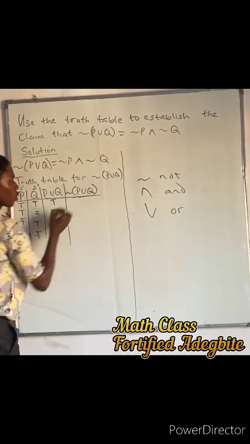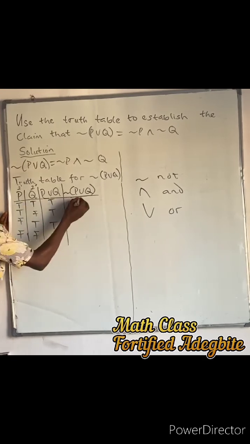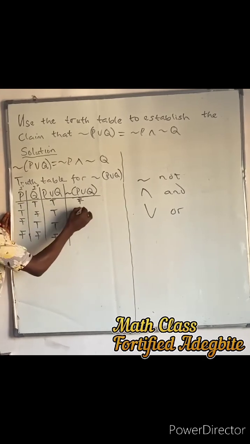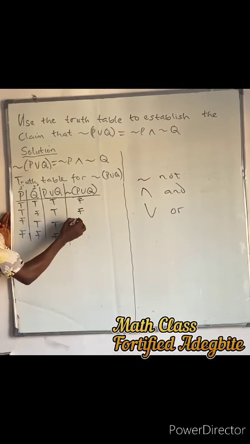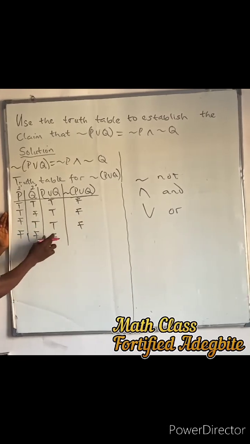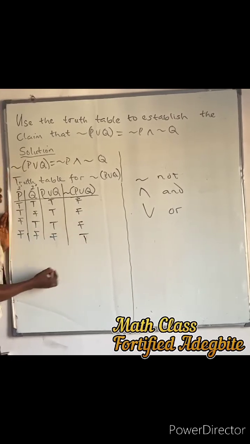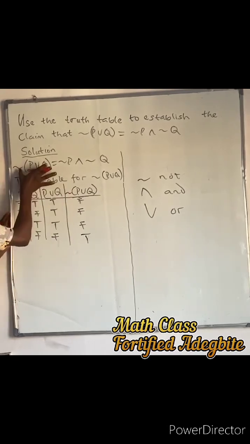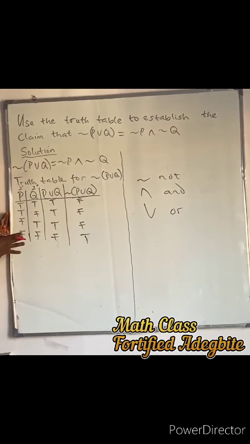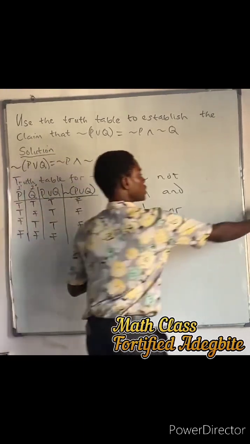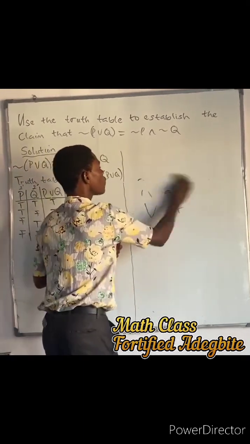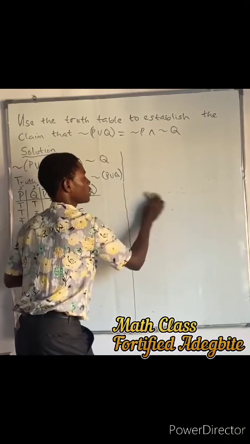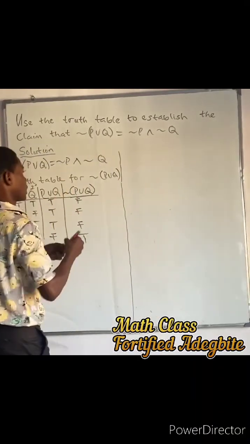Now, not (P or Q). If it is not truth, it will be false. If it is not truth, it will be false. If it is not false, it will be what? Truth. So that is for the first one. Now, let's move on to the second one to see if we can truly establish the claim that they are equal to each other.